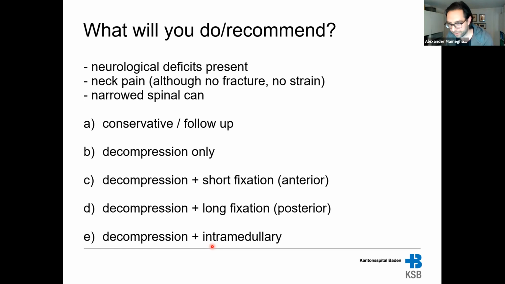Maybe it will worsen. Maybe now the trauma makes some instability. What would you do? Just decompress? Would somebody go from anterior with this MRI to decompress only C5, or do a long fixation from posterior, like Ali mentioned in the beginning, or would you go intramedullary?